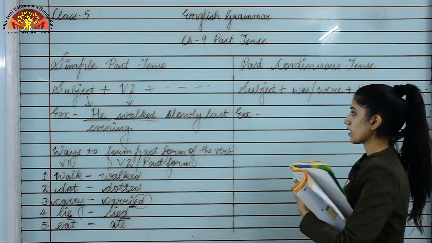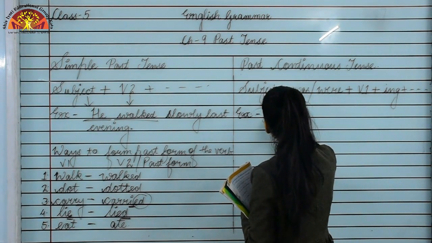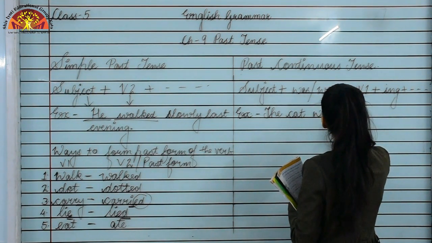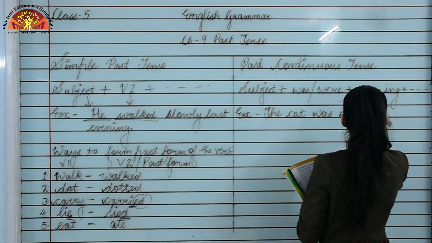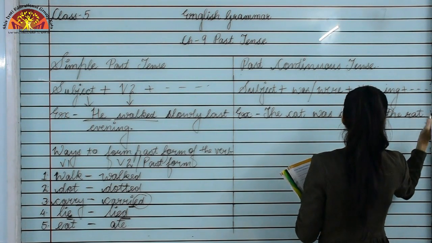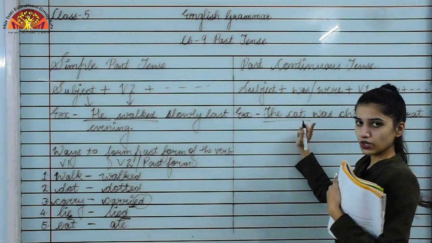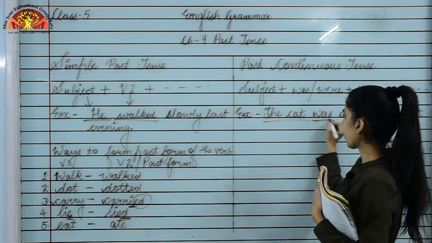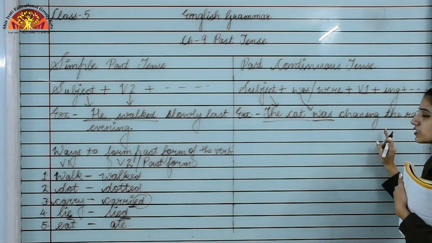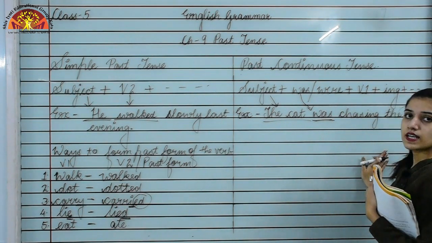Okay, so now the cat was chasing the rat. Here you can see that the subject is singular, so that is why we have used was. This is the subject and then we have used was. The first form is chase and then ing is added, so this is the ing form of the verb, chasing, and then the rest of the sentence is there.